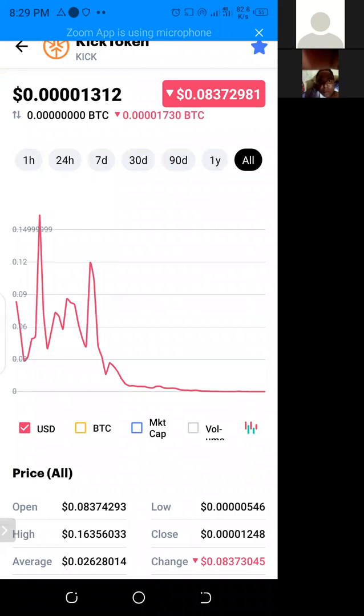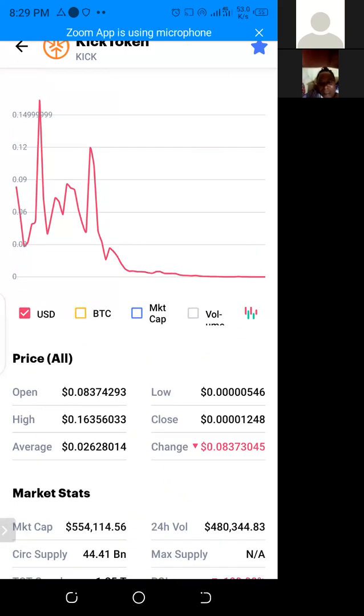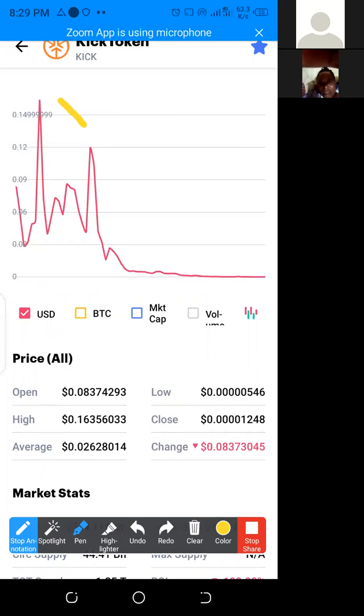Can you see how much this coin is worth? Right? See, this thing is not even up to half of a dollar. This is 0.001312. Can you imagine? Now see the graph. See how low the coin has come. See, started from here. See how it has fallen. Are you seeing it? All right.